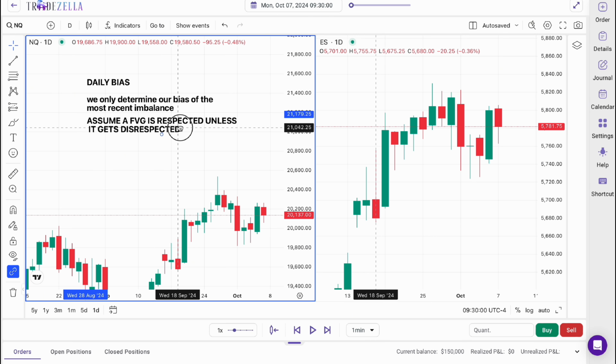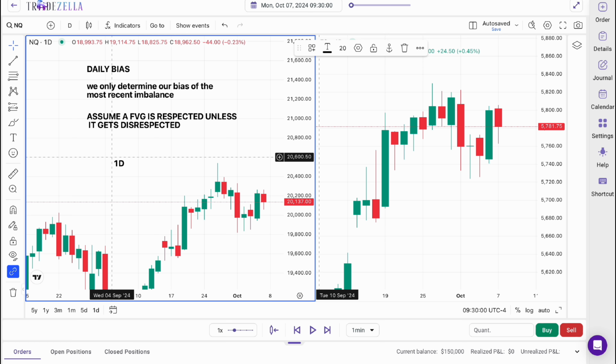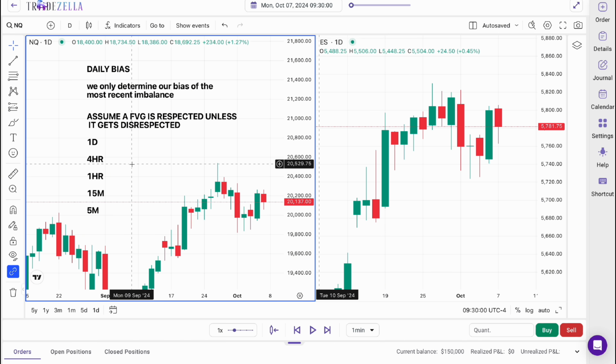So the approach to determining bias is that we start on the daily, then we work our way down through the time frames, and we get a specific result for each time frame as we work our way down. And to many of you guys, this is going to be an absolute game changer, which it was for me. When I started determining bias this way, I found everything to be so much more clear and so much simpler and effective for when approaching the New York AM session.